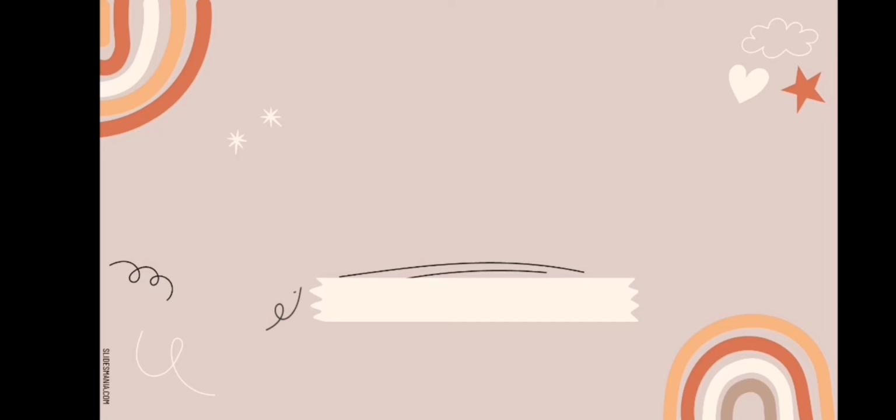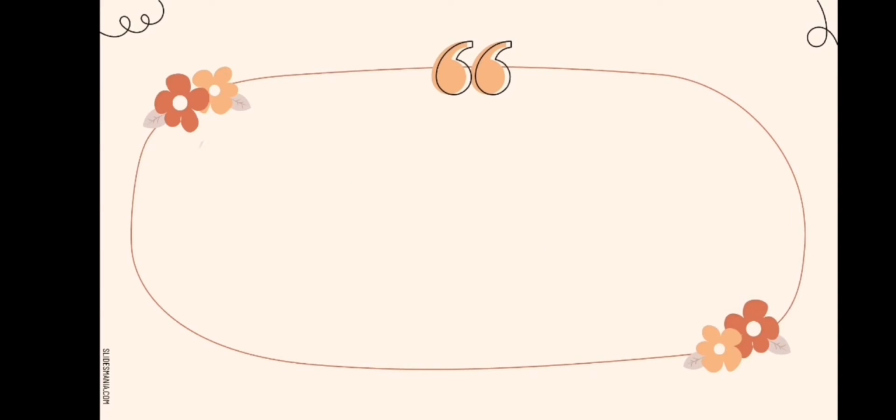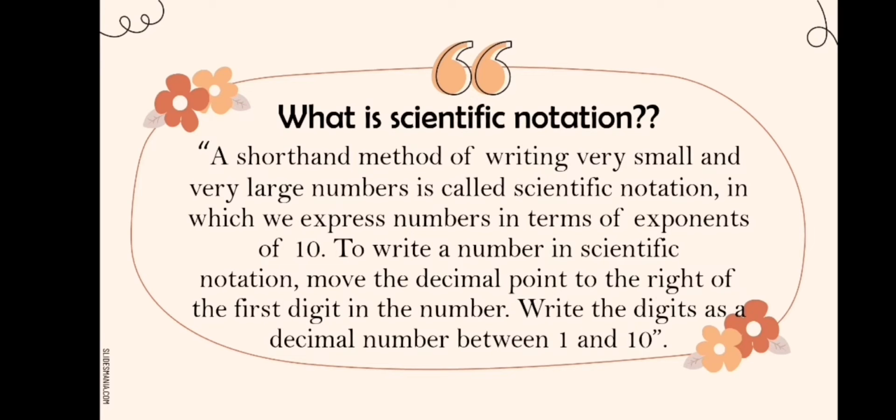So my topic for today is about scientific notation. Scientific notation, also called standard form in Britain. So what is scientific notation? A shorthand method of writing very small and very large numbers is called scientific notation, in which we express numbers in terms of exponents of 10. To write a number in scientific notation, move the decimal point to the right of the first digit in the number. Write the digits as a decimal number between 1 and 10.